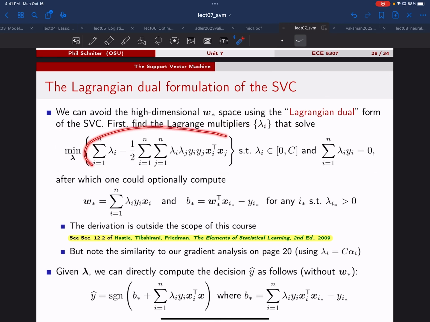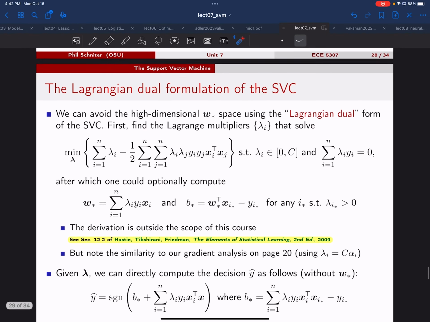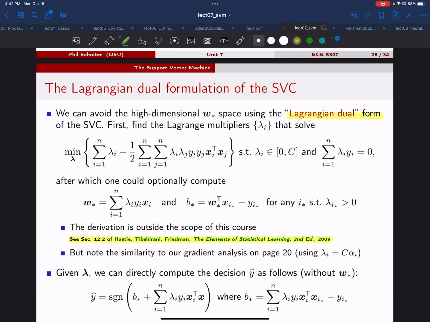So here, minimize this cost subject to each lambda_i being in the interval between 0 and C. It's the same C we're used to dealing with. And there should be this equality constraint as well. It turns out that this is a convex optimization problem, so it can be solved. But what you see here is that you are never directly computing the W vector. You're just avoiding that entirely. And so this is how we're going to escape the fact that this might grow to a dimension that's too high or infinite. This is called the Lagrangian dual form of the SVC.